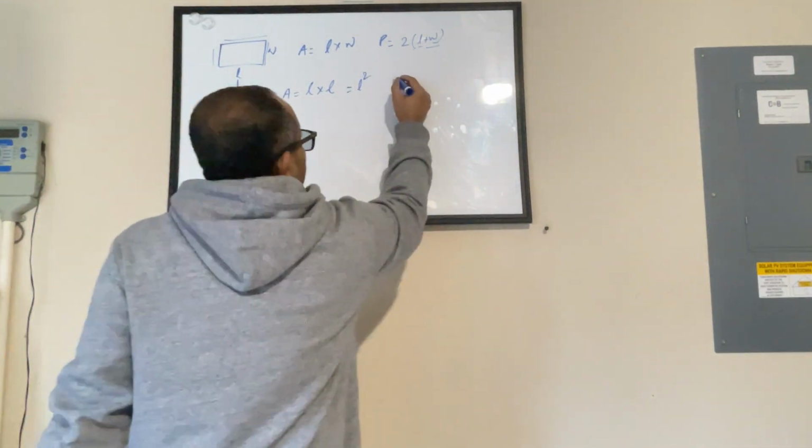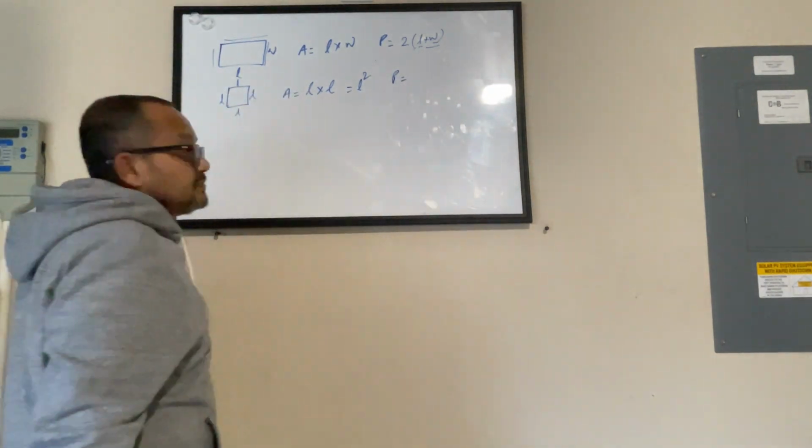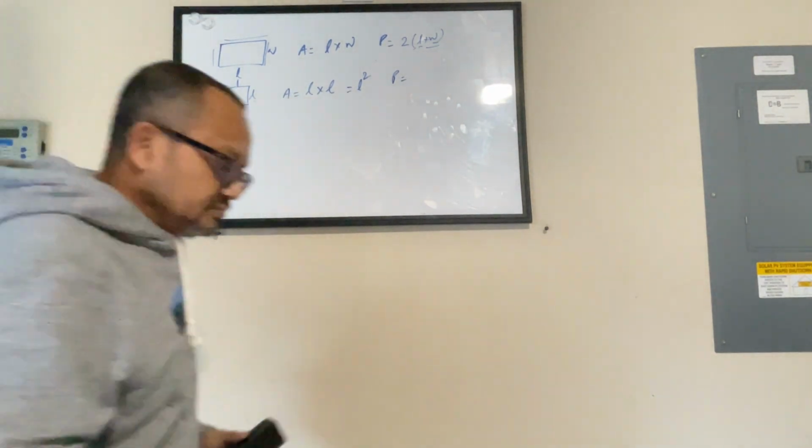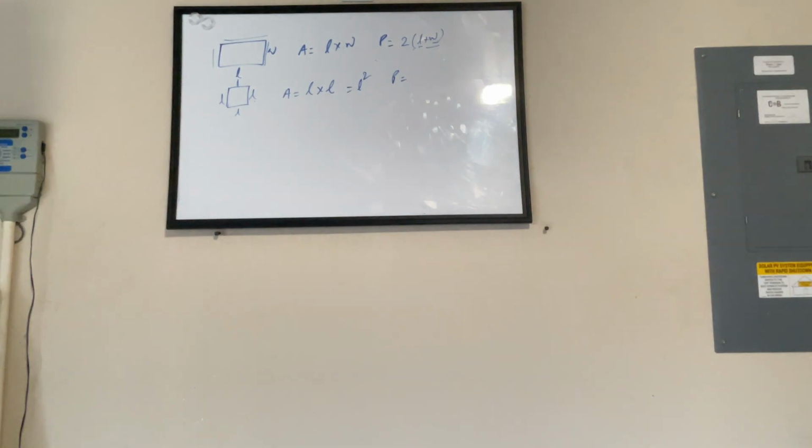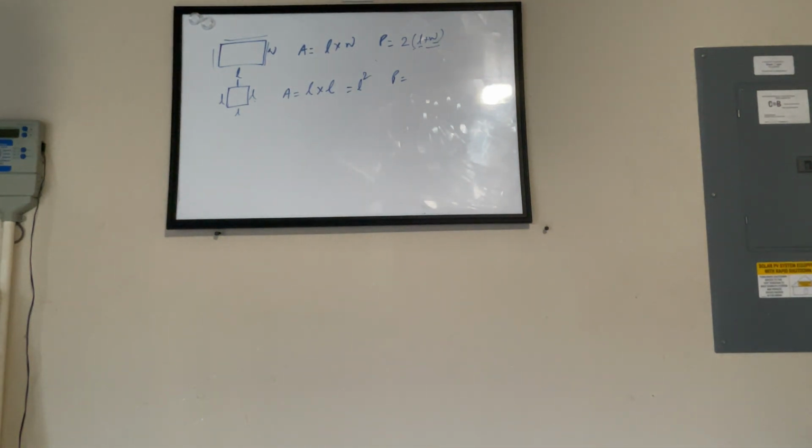So that's what I'm asking. What is the perimeter? It's length times width plus 2, times 2. Length plus width times 2. And now relate that with the property of a square.